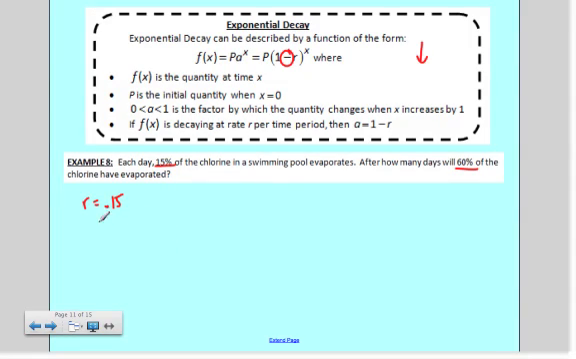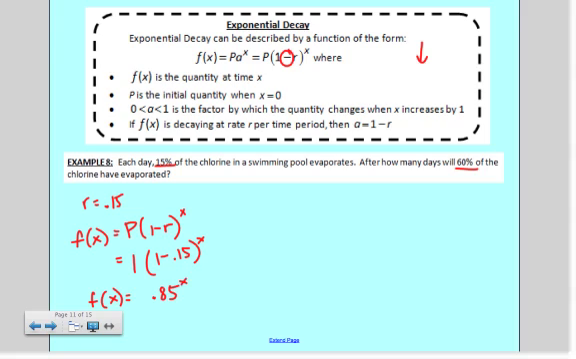The first thing we need to do is write this formula out. F of x equals P times 1 minus R to the x. All right? We aren't told what our initial amount is, so let's just assume 1 gallon. Okay, just put a 1 there. And then parentheses, 1 minus 0.15 to the x. So that gives our formula for the amount of chlorine present as 0.85 to the x. Okay, now that's the first side of this problem, that represents the amount of chlorine that is present.